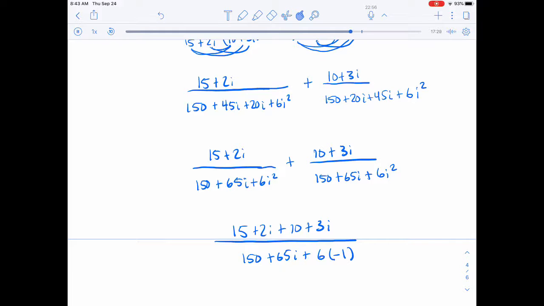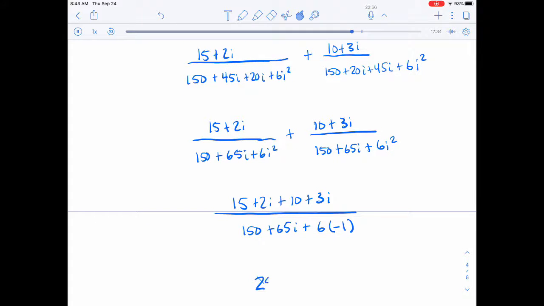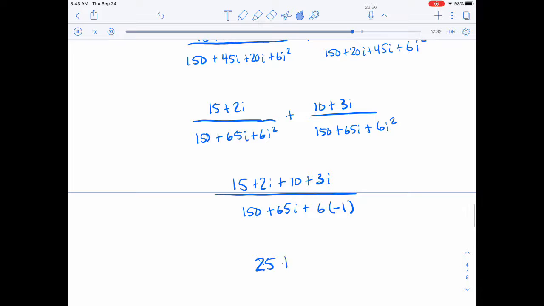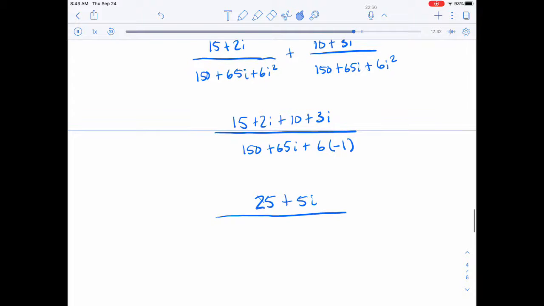Combining our like terms in our numerator, we have 25 for our real part plus 5i for our imaginary part over 150. Let's combine 150 and a negative 6 to have 144 plus 65i. Our total impedance, Z total, is equivalent to 25 plus 5i over 144 plus 65i.